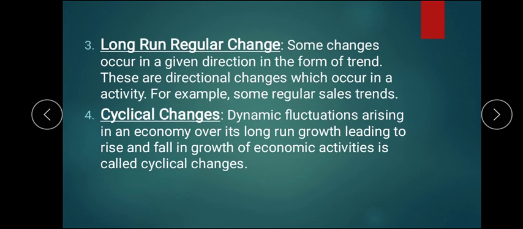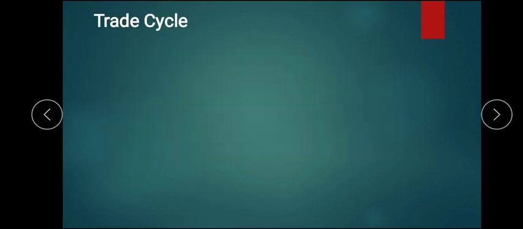Same way, some of the factors which happen in an economy give dynamic fluctuation. It gives what? Dynamic fluctuation. So for a long period of time, it leads to rise and fall in growth. The growth rate of the economy will either rise because of that change or fall because of that particular change. That particular change is called cyclical change. So here, to understand this cyclical change, they have given the trade cycle, because in the trade cycle there is a cyclical change which is happening. Now let's understand the trade cycle.